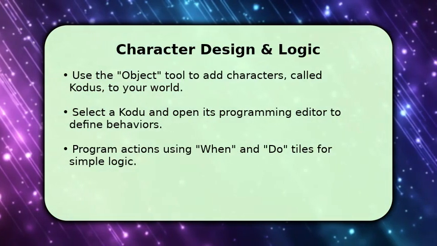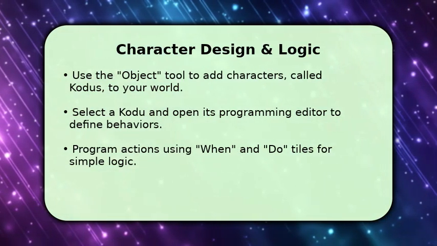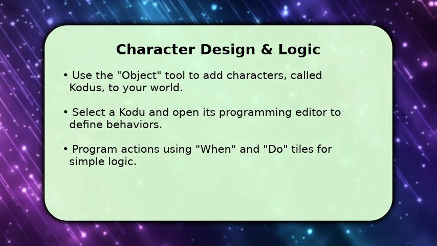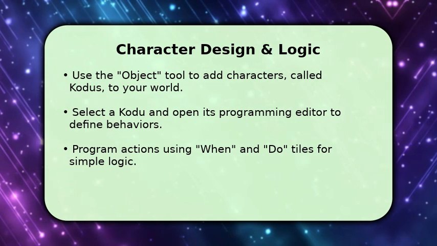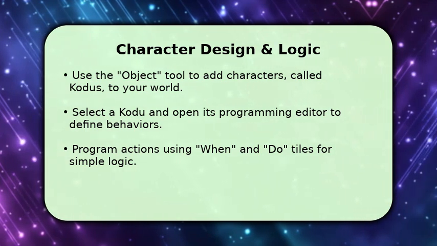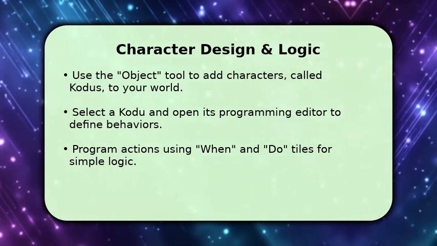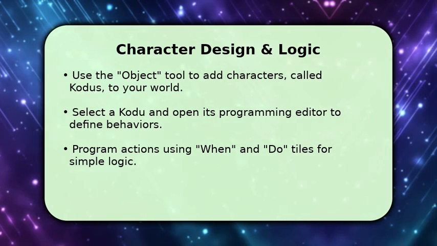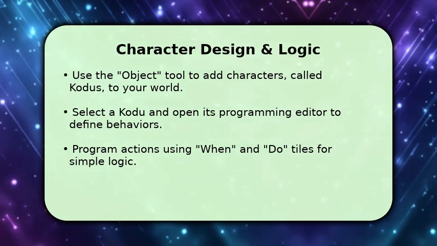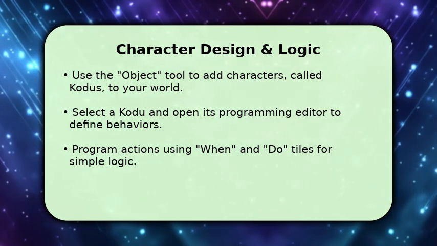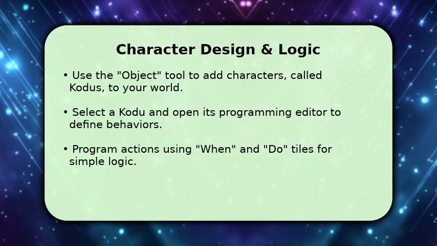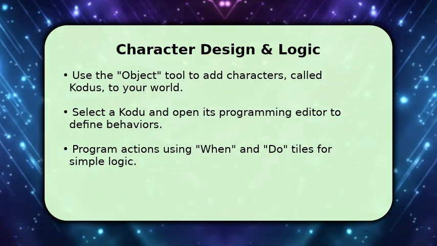Next, we'll bring your world to life by adding characters. Use the Object tool to place Codus or other characters into your scene. Once placed, select a character and open its programming editor. Here, you'll use when and do tiles to define their behaviors. For example, when you press a key, do move forward. You can combine many rules to create intricate interactions, giving your characters unique personalities and game functions.